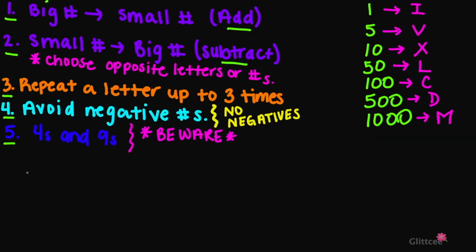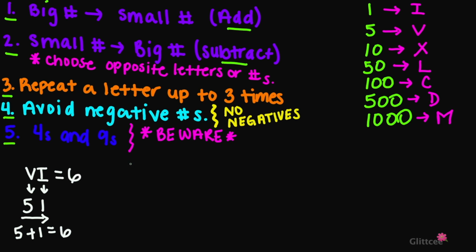So let's say I have the Roman numeral VI. We know that V is 5 and I is 1. Am I going from a big number to a small number or a small number to a big number? Based on this example, I'm going from big to small, so that means I need to add. So this is going to be 5 plus 1, and this is going to equal 6. So VI is 6.